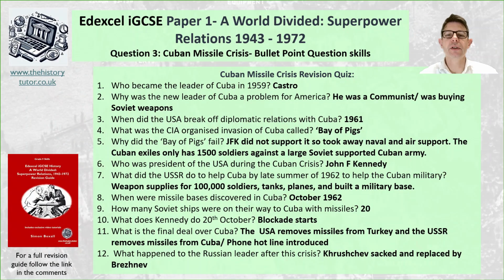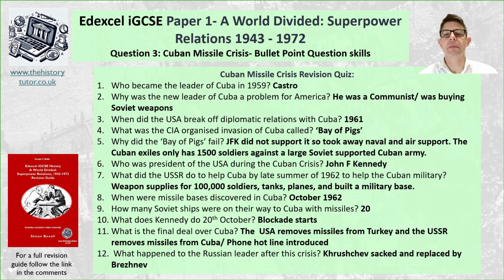It's question number one. Who became the leader of Cuba in 1959? That's Fidel Castro, and it became feared that he was a bit of a communist. Why was the new leader of Cuba a problem for America? Well, he was communist and was buying Soviet weapons. From early on, it seemed like he was communist. Americans were a bit suspicious to start with, but then when he started buying weapons from Russia, they realized he was maybe an ally to the Russians.